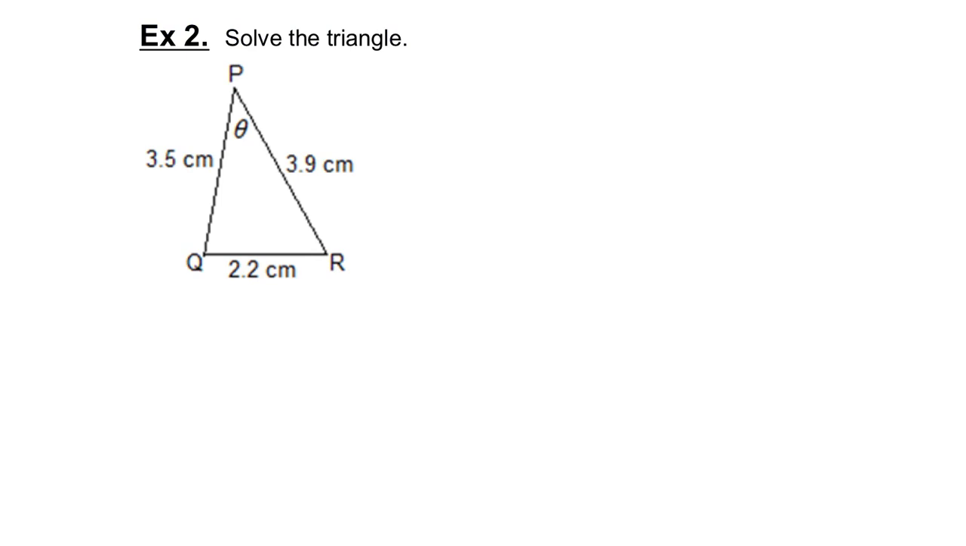So here's another example. I have triangle PQR. I know all three side lengths, and I want to know what this angle is, angle P, which I'm using the symbol theta to represent it. Just remember, when it says solve the triangle, you're trying to find all the missing pieces. So we don't know any of these angles. We need to find out what they are. So solve the triangle. Pause the video and try it.